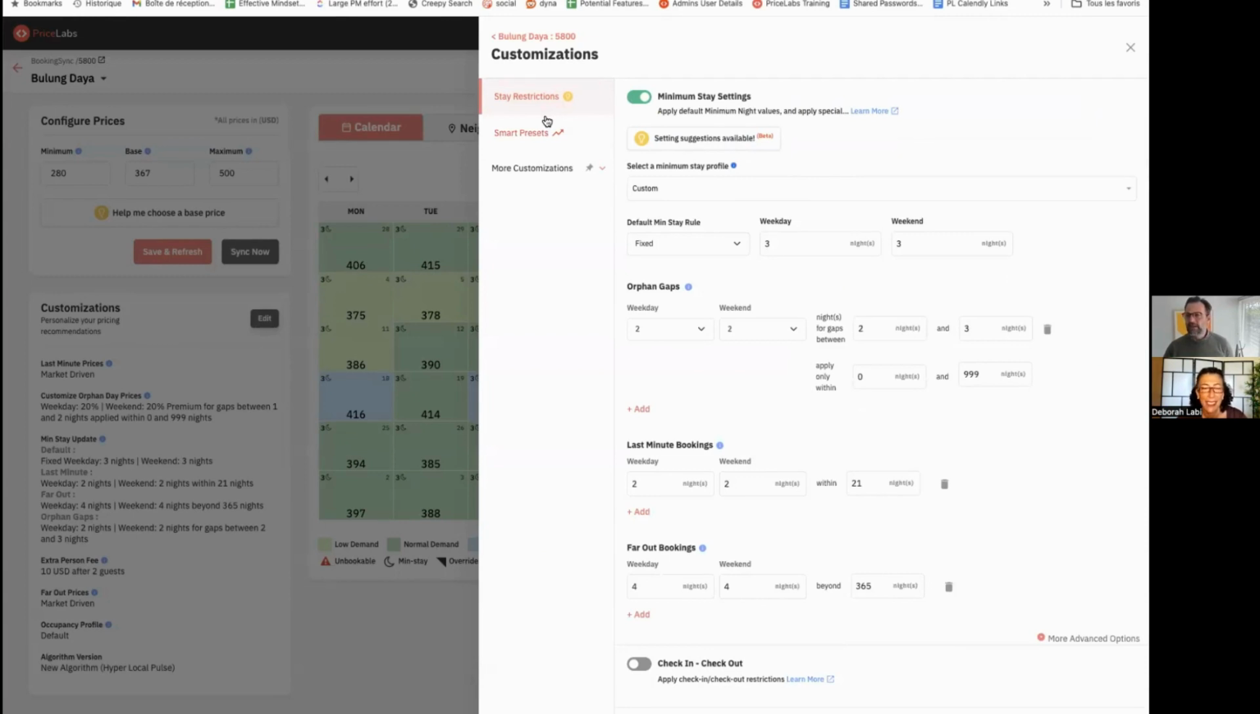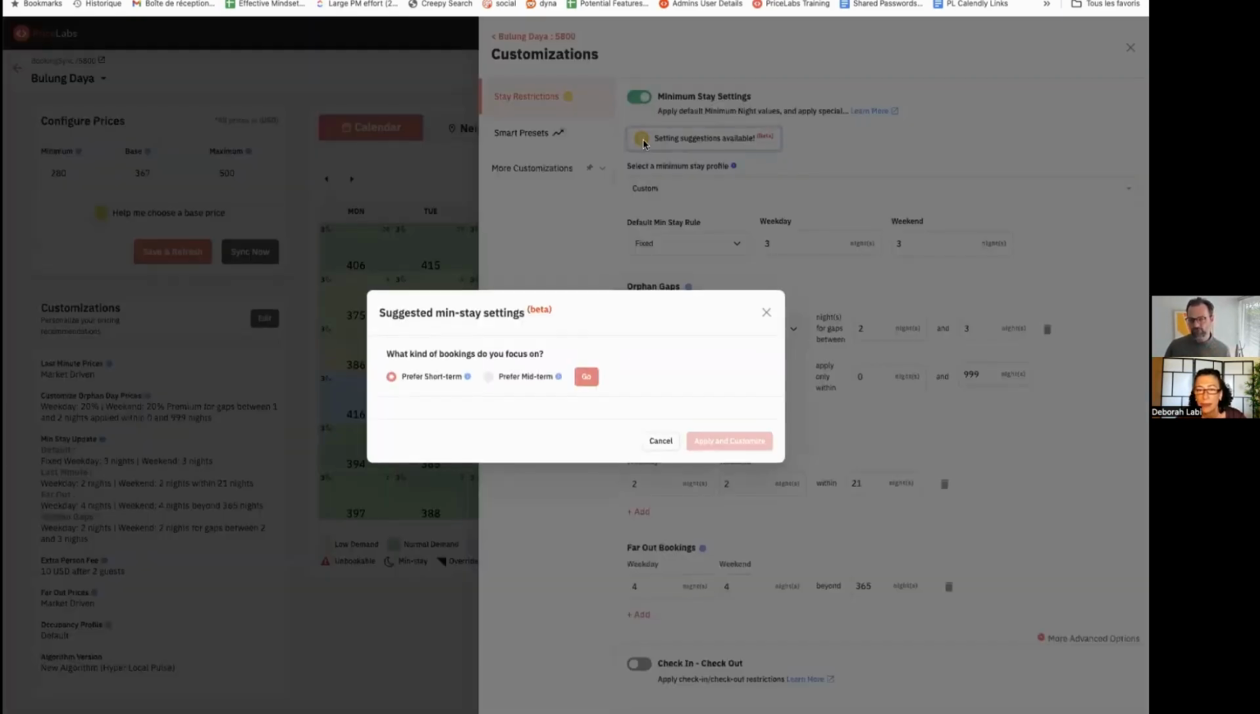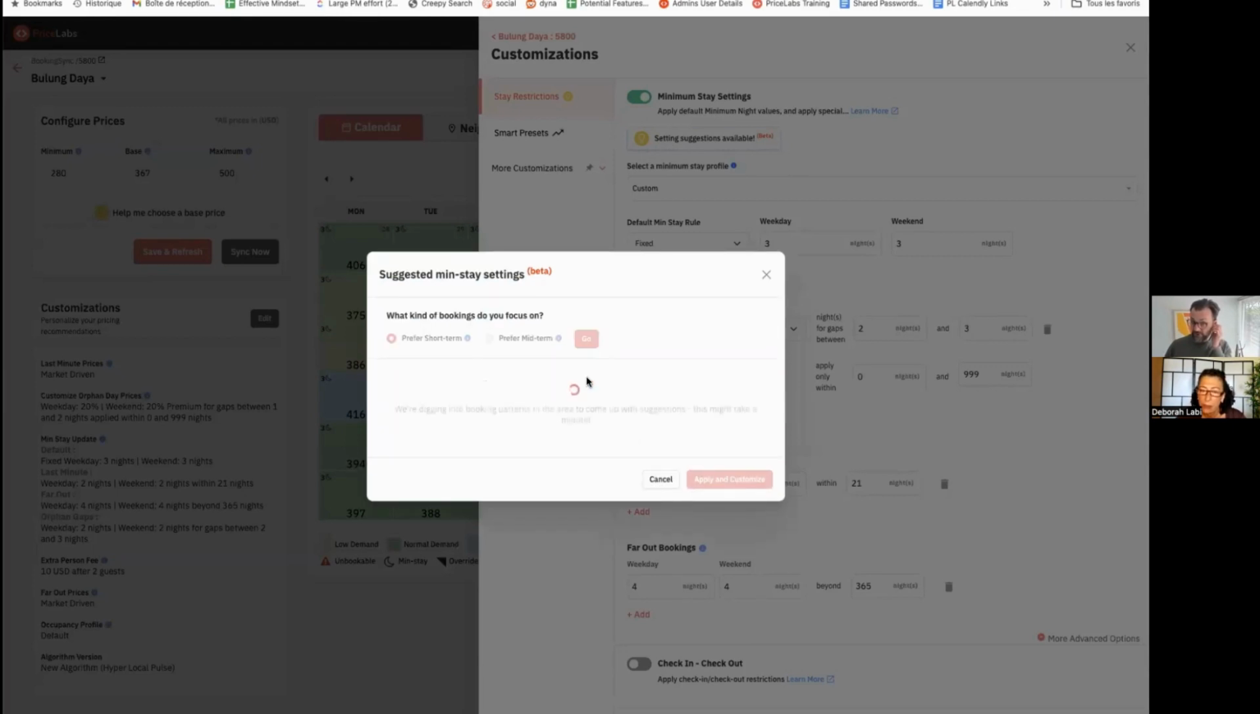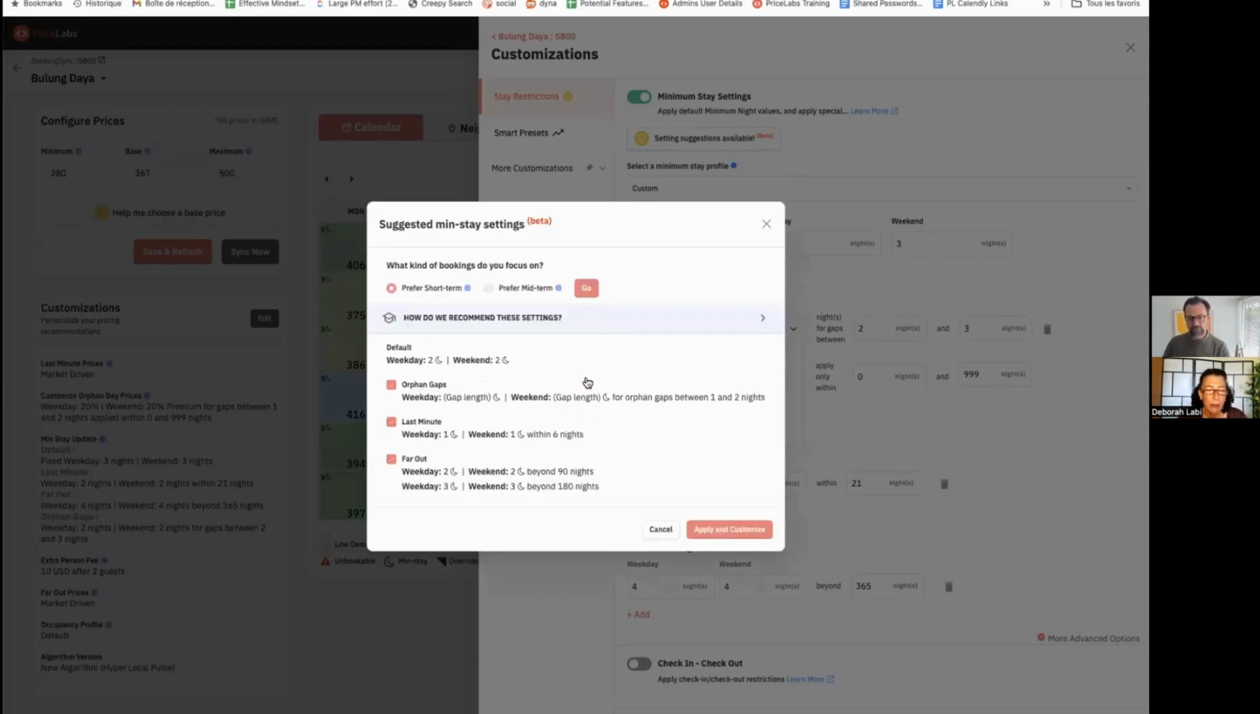That's great. And something I want to say as well is that revenue management has two pillars: pricing and length of stay. Maybe we don't talk about length of stay as much, but we also have an AI-powered tool that will help you find the best length of stay for your market. Here, for example, I'm asked if I want short-term or mid-term. I say short-term rent. For this market, it will recommend, for weekday and weekend, a 2-night minimum. So we don't see a big difference in this market.